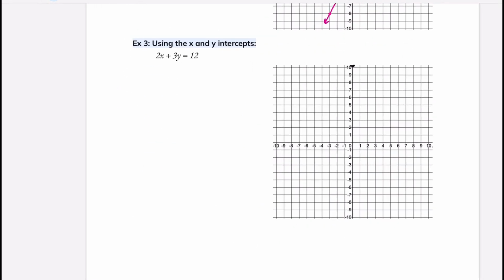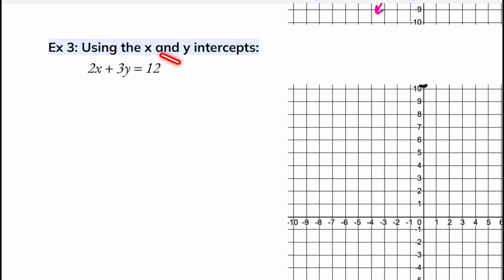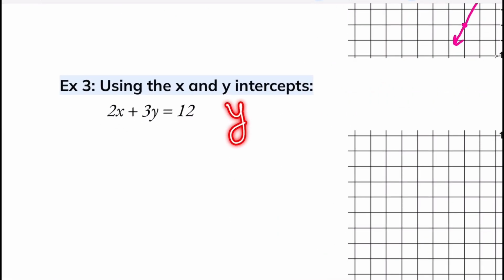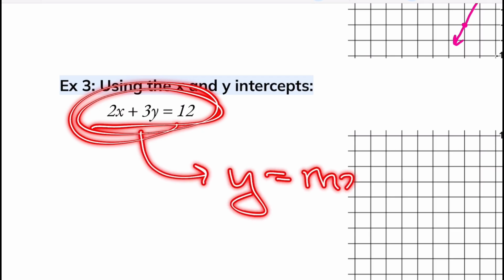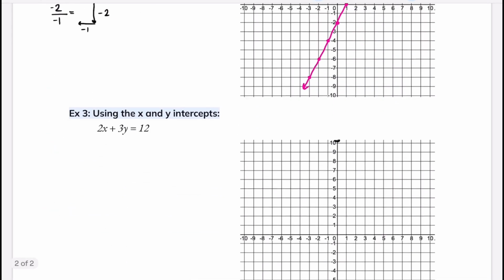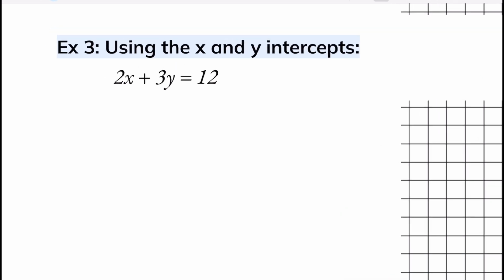So that's that. And now moving on to our last example, we're going to use the x and y-intercepts. So here you see we have it in this form, 2x plus 3y equals 12. And this is not the slope y-intercept form, right? Because the slope y-intercept form is like this, y is equal to mx plus b. If you want, you can change this to the slope y-intercept form, and then you can graph it using the slope and y-intercept, like how we did here. And I guess I'll actually show you how to do that, because sometimes you might prefer to do that. But first, let's do it using the x and y-intercepts.